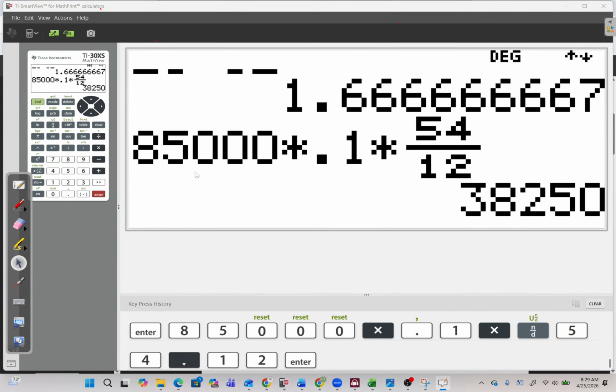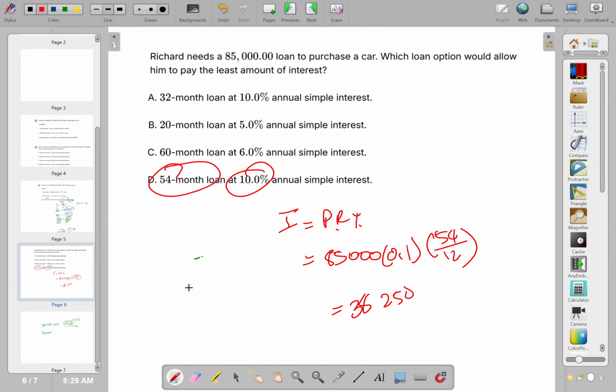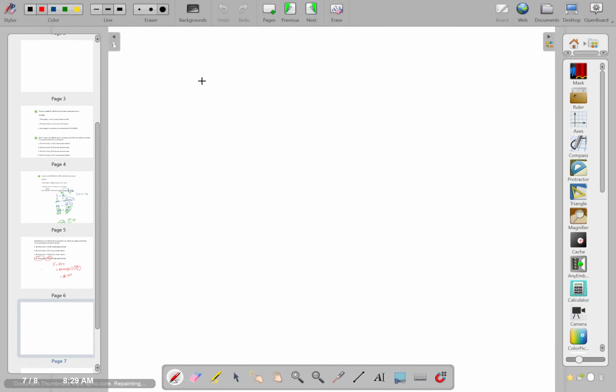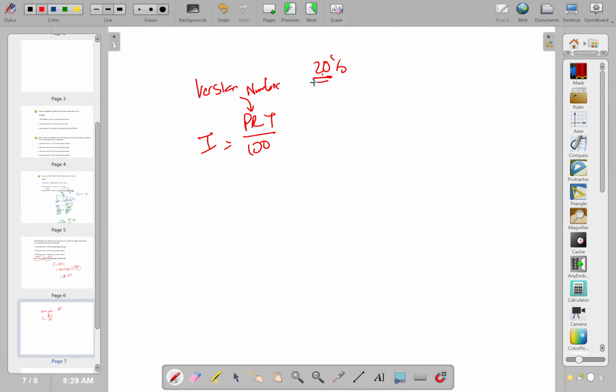I hope you guys are starting to get used to how to apply the simple interest formula. Version 1 is I equals PRT all over 100. If you don't like fractions, don't use them, right? So this is a rate that is expressed as a number. So if I had 20%, you would literally put the number 20 here. Version 2 is I equals PRT straight, just that alone.